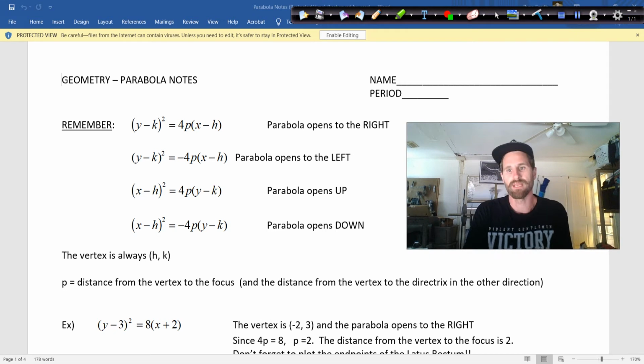You're used to seeing a parabola written as ax squared plus bx plus c equals 0. It's called quadratic. But we're going to be looking at a different way of graphing a parabola, and this is a more precise way to graph a parabola. And this is the method, or the way it looks.